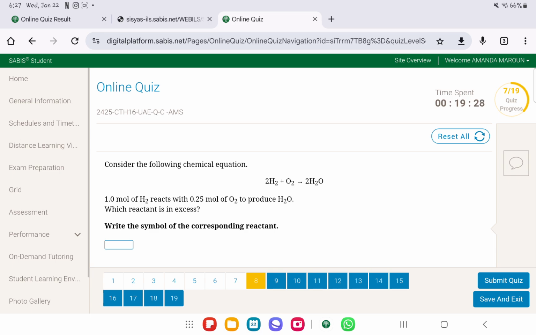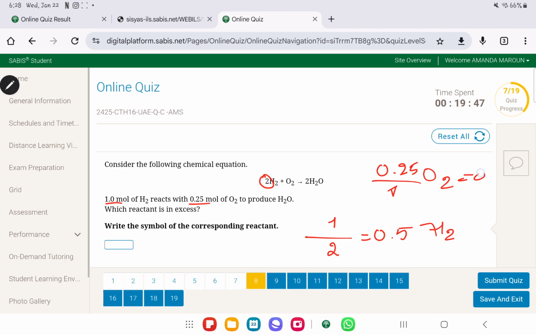Which reactant is in excess? Thankfully, they made it easy for us and gave us the number of moles. So what we are going to do is take the number of moles and divide it by the coefficient. For H2, it is 1 over 2, which is 0.5. For O2, it is 0.25 over 1, which is 0.25.